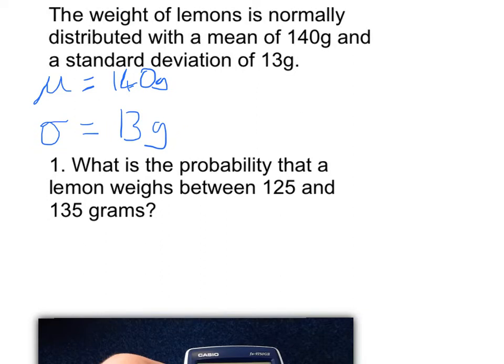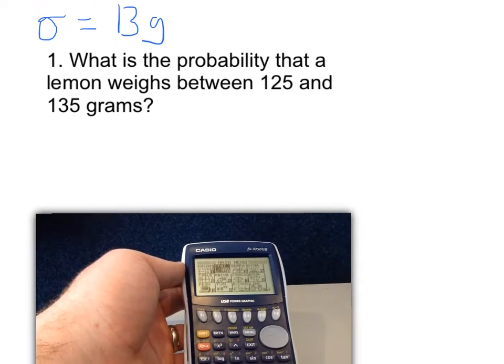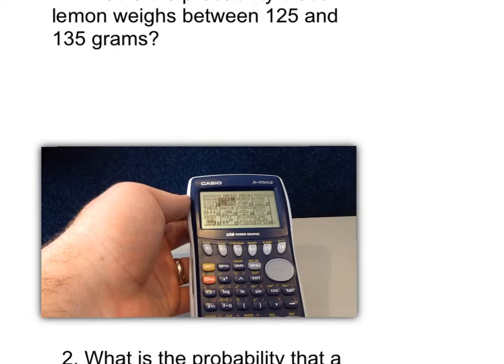Okay, so let's look at the first question here. What is the probability that a lemon weighs between 125 and 135 grams? Now the way that we write that is the probability that it's between 125 less than x, which is less than 135.